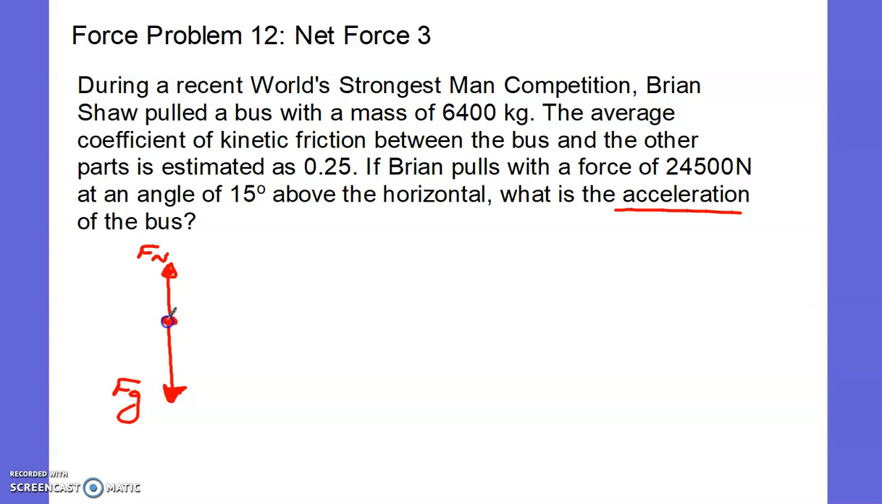My thought is that the bus is going to be moving to the right, and therefore the friction is going to be to the left. It is parallel to the road as well. And once again, it is kinetic friction since the bus is moving.